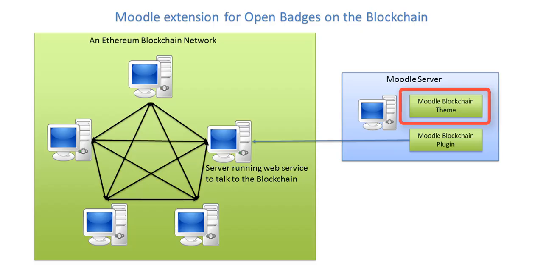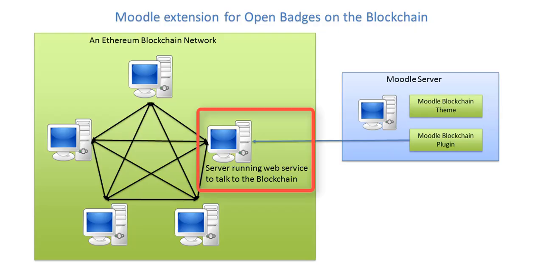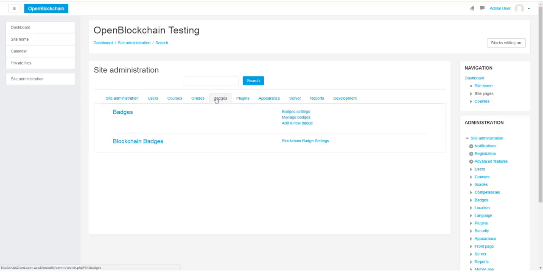There is a plugin extension for Moodle. There is a theme extension for Moodle that overrides the default badge page so we can append some bits to the bottom of it. And there is a blockchain service that Moodle calls from the plugin to put the badges on a blockchain. So let's see what this looks like in a test installation of Moodle.